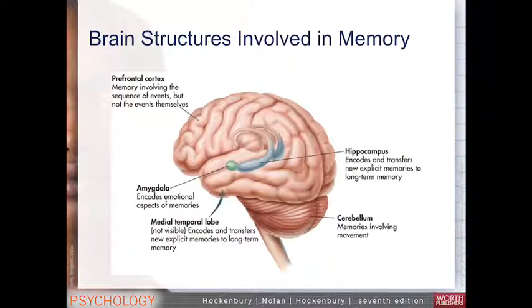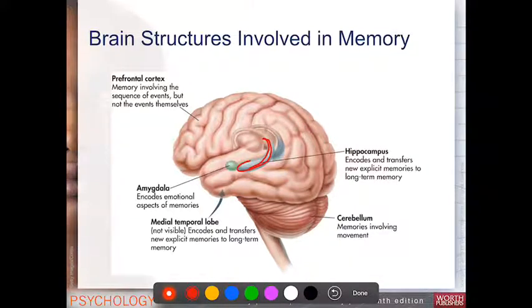And so if we look here, what's really important is remembering that these are the hippocampi here. So we have two of them, they're bilateral. And that's important for consolidation of memories. So that's transferring new explicit memories into long-term memories.